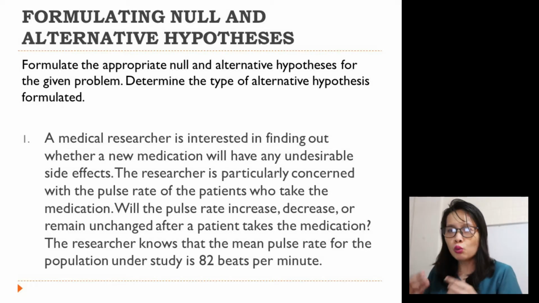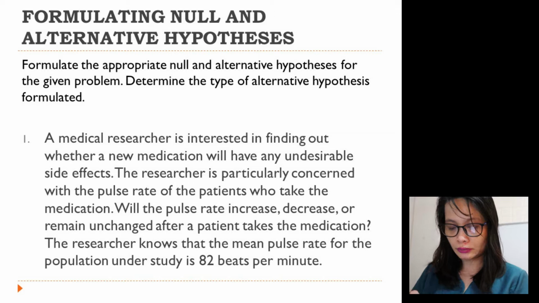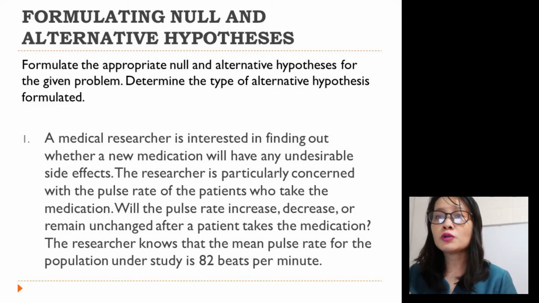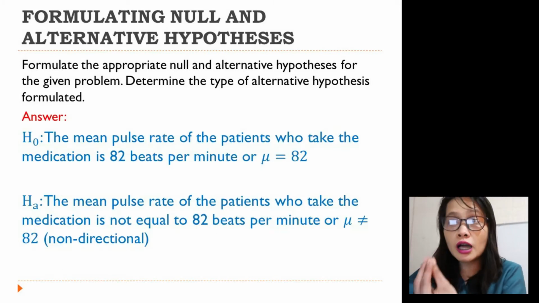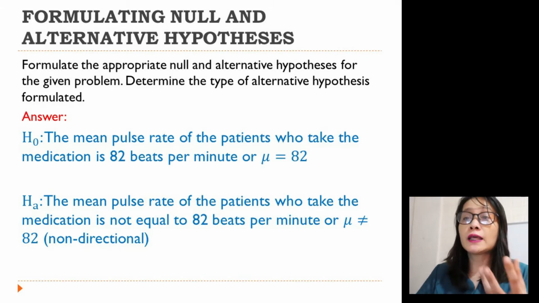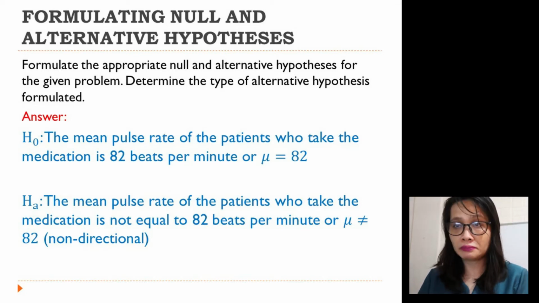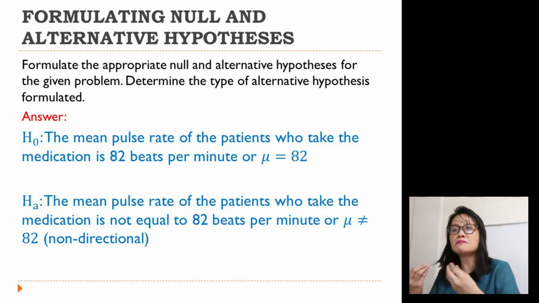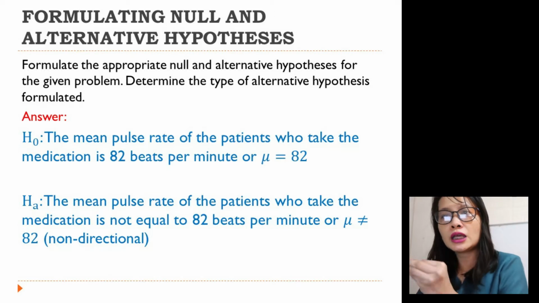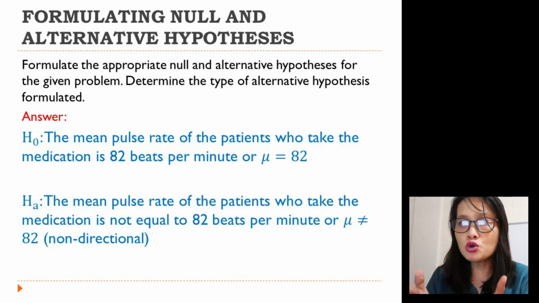Now, what will be your null hypothesis and your alternative hypothesis in that particular manner? So your answer will be, your null hypothesis is that no change, the statement has no change, that the mean pulse rate of the patient who take the medication is 82 beats per minute. It's denoted by mu equals 82. You can rewrite that in symbol, which is mu equals 82.